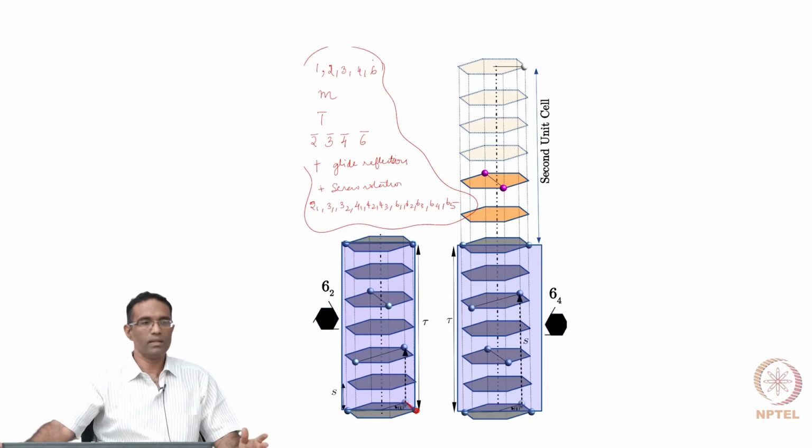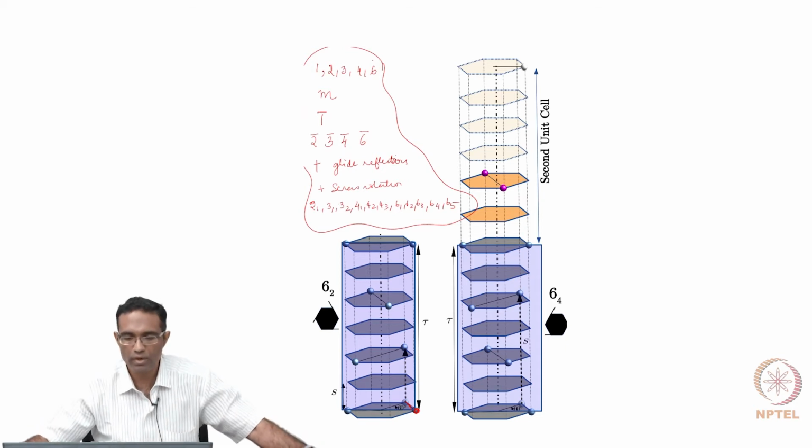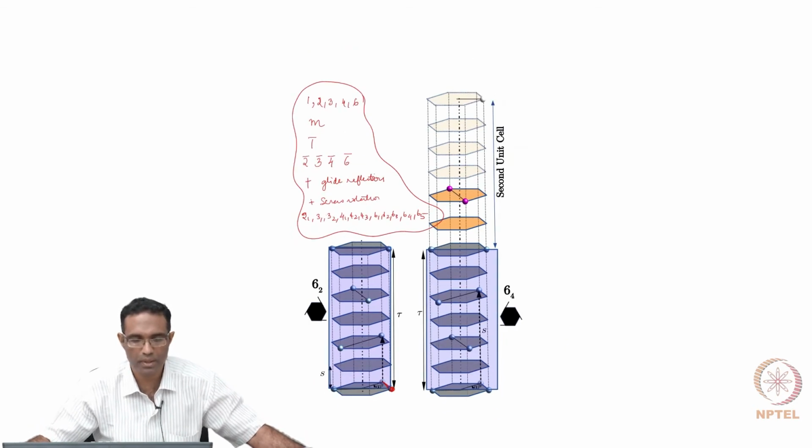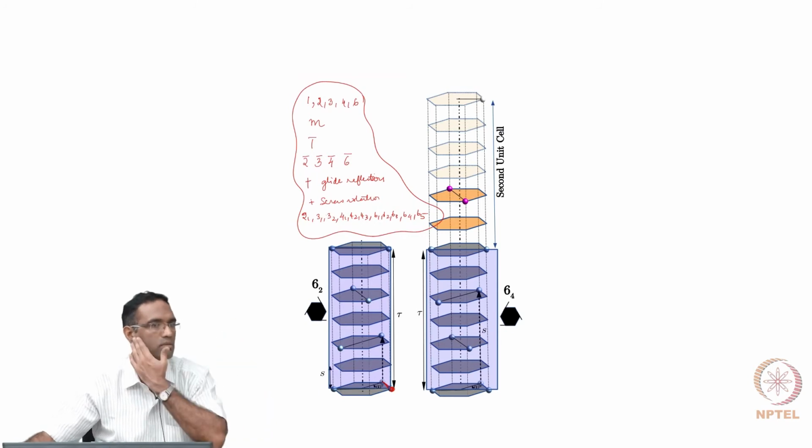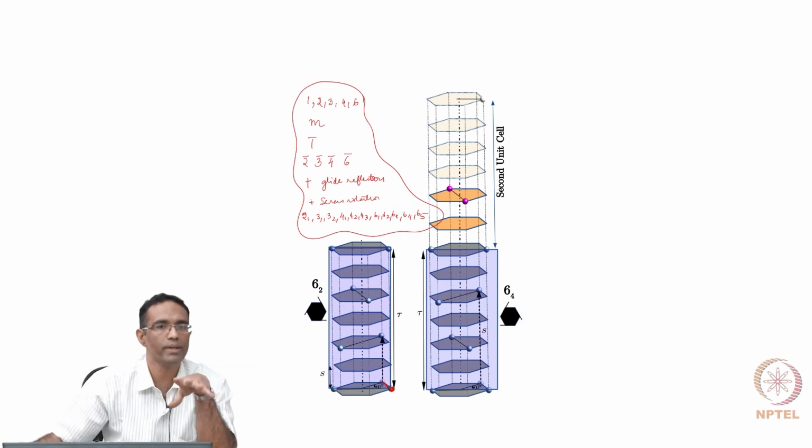Okay, and they are referred to as the 230 space groups. Okay. So we will now look at these space groups and what they are and how they are classified. But before doing that, do you have any questions with regards to the screw rotation? There are a couple of things that I have not done.